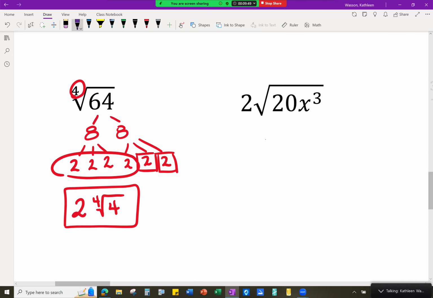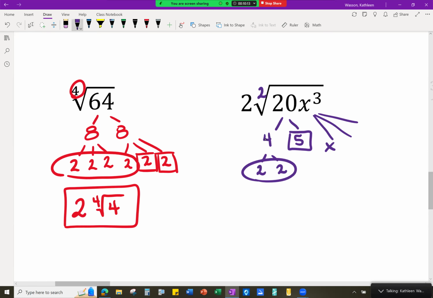Here's my next example. I have a square root again. We can break down 20. It's 4 times 5. 4 is 2 times 2. It's a perfect square. So here I have a set of 2 2's and a 5. The 5 will have to stay behind. X to the third is x times itself 3 times. So I can find another set of 2 x's, and this x will have to remain inside the radical.